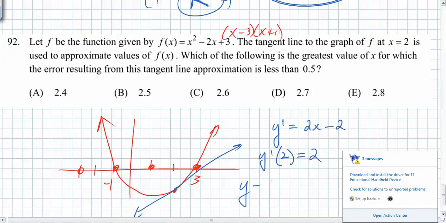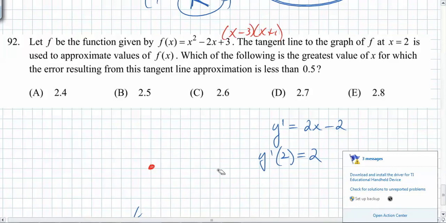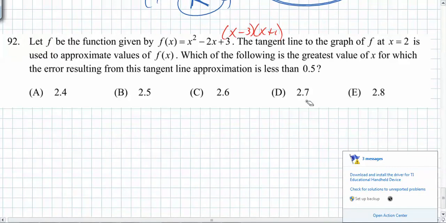y minus... Is it y minus 2? y minus f of x. Yeah, you've got to put 2 into there. What's 2 squared? It's going to be what? 4 minus 4 plus 3 is 3. Wait a minute. Hold on. Is that the right factorization? Is that the right factorization? No. No, it's not.